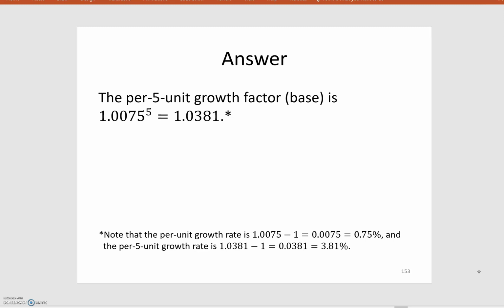If you did want the rate, we could get it. That's what's happening down here in this asterisk area. We get this value and then subtract 1 from it and multiply by 100. And so 3.81% is your 5 unit growth rate.